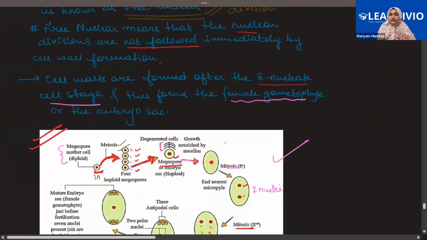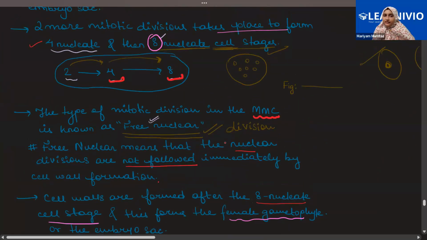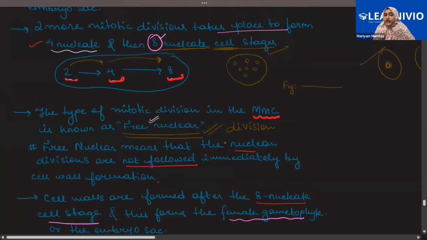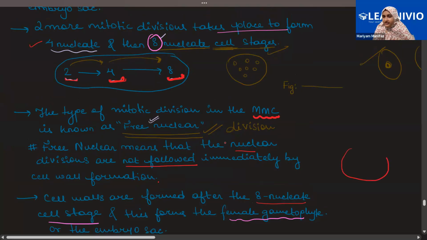Now let us see. After that, two more mitotic divisions take place. From 2, the nuclei become 4, and from 4, the nuclei become 8. So ultimately, how many nuclei do we have? 8 nuclei, but there's one cell: 1, 2, 3, 4, 5, 6, 7, and 8. One cell and 8 nuclei.